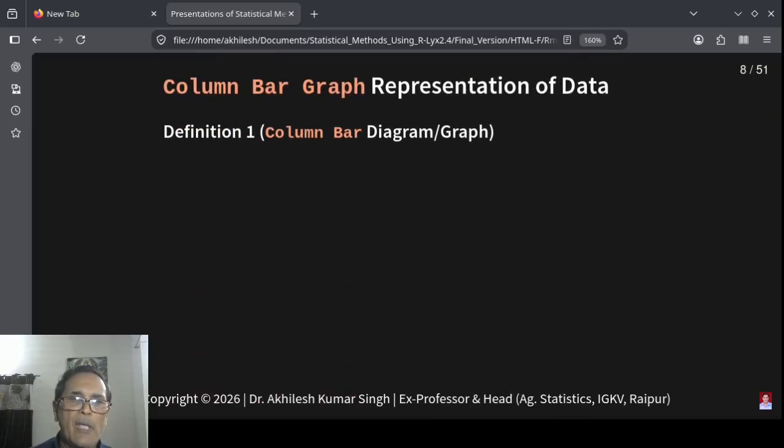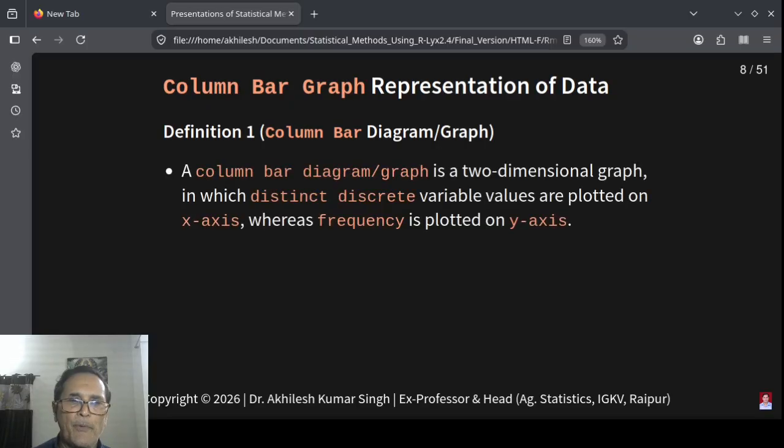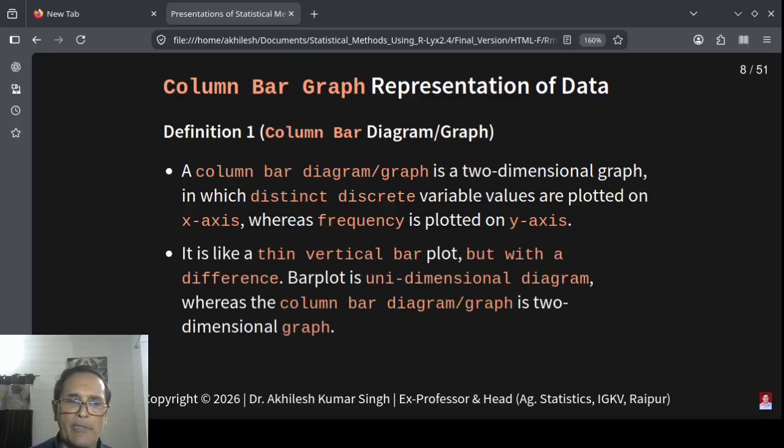The first is column bar diagram. Basically it is a graph. A column bar diagram, as it is generally called, but it is basically a graph, is a two-dimensional graph in which distinct variable values are plotted on the x-axis, whereas frequency is plotted on the y-axis.